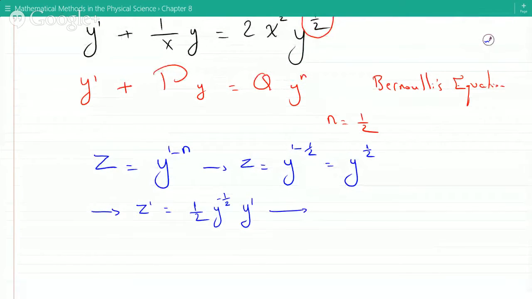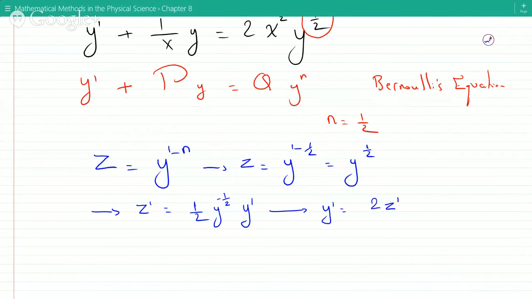Now you can solve for y prime and plug it in there. So y prime will be 2z prime divided by y to the minus half, or multiplied by y to the half. Now you replace y prime with 2z prime y to the half. I could rewrite this as y equals z squared, right? You replace y with z squared. And obviously you replace y to the half with z.